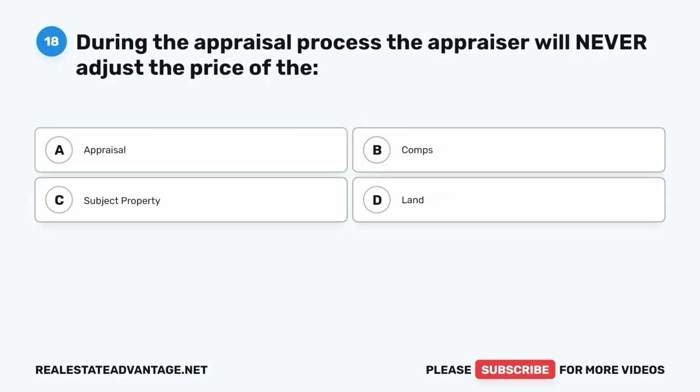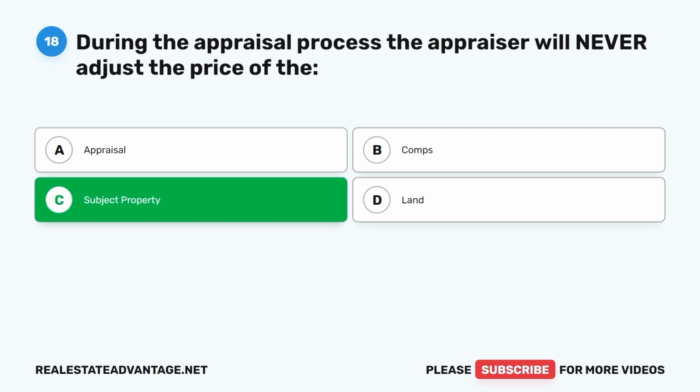Question 18. During the appraisal process, the appraiser will never adjust the price of the A. Appraisal, B. Comps, C. Subject property, D. Land. The correct answer is C. Subject property.